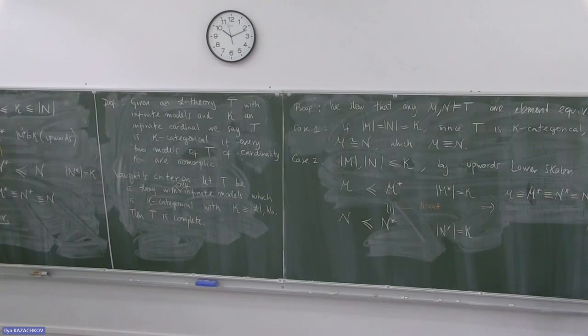Sorry? You just take the function to be the identity. Not necessarily. In this case, an isomorphism can be any function which is bijective and an L embedding, which means it's really preserving every relation, every function, and every constant. That's what it means. So for sure, the other direction doesn't work.